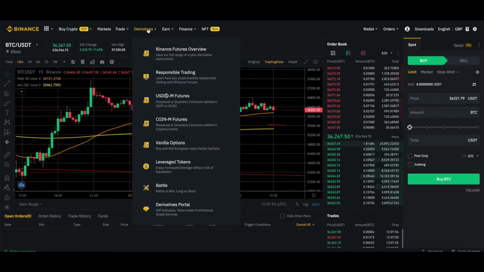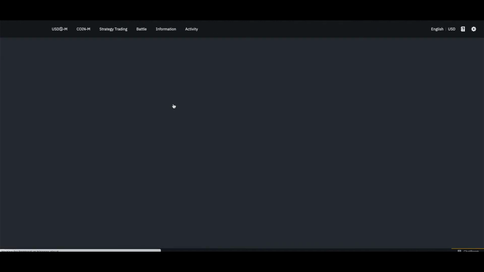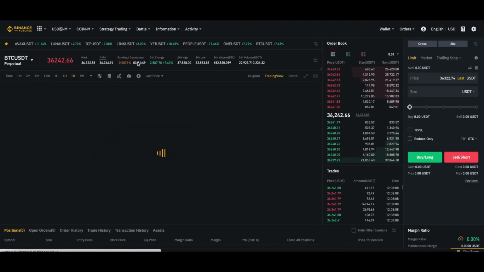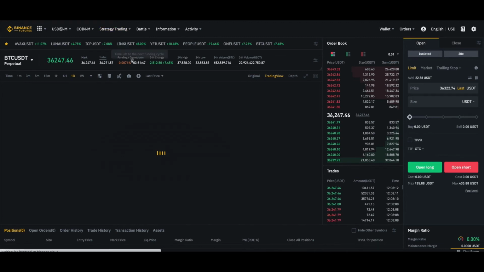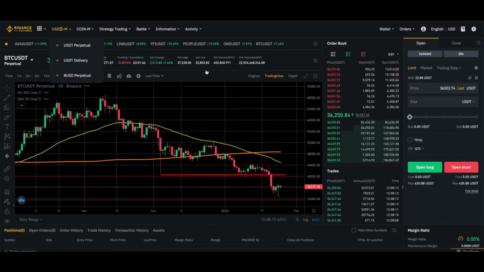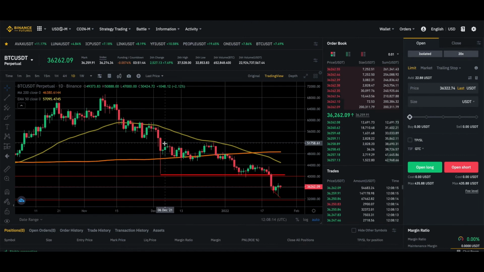Okay, and then if we go up to here and come down to derivatives, you've got a couple of different derivatives. It depends on what you're using for your leverage, but we'll come on to it and we'll go through it. So if you go on to the USD leverage, then it's all a little bit different.